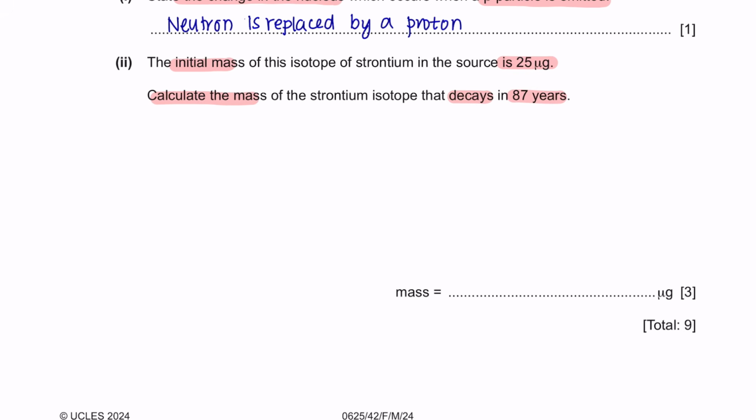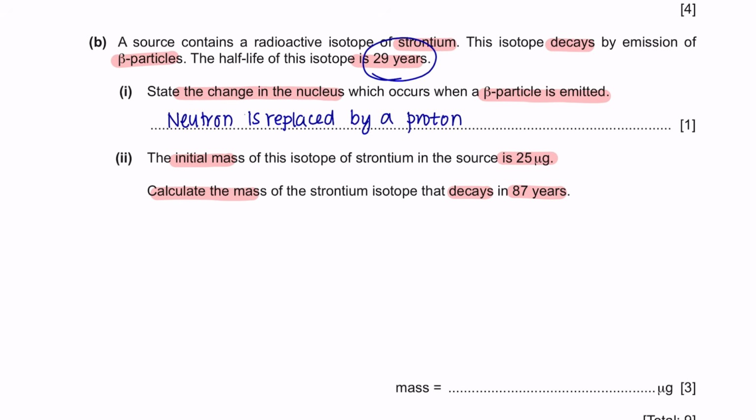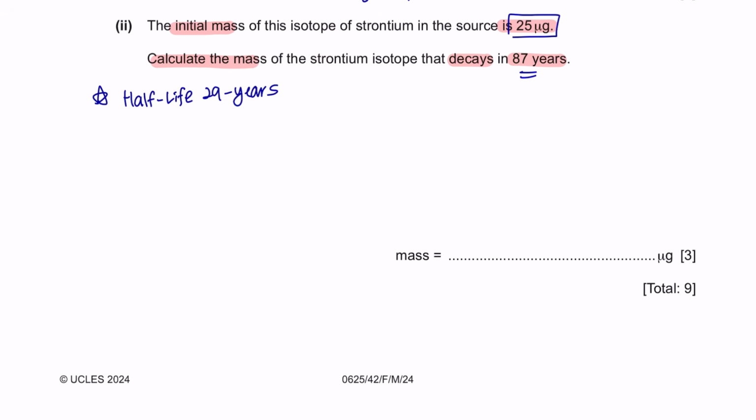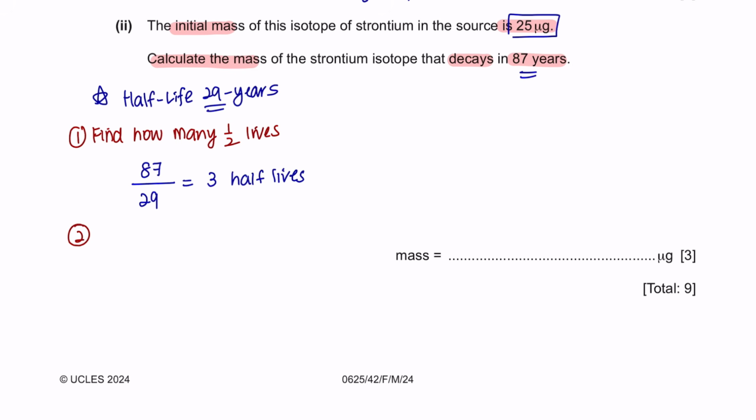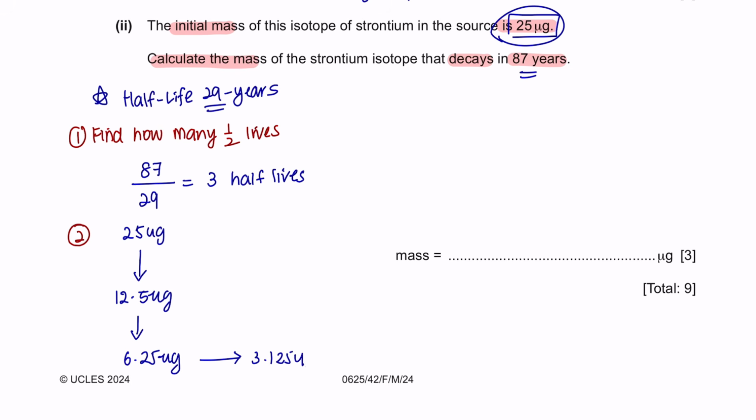Okay, first of all, check if this has any background radiation, and it doesn't. Let's find out how many half-lives the strontium can go through. So the span of 87 years divided by one half-life, which is 27 years, we know that this isotope can go through 3 half-lives. So for the next step, we're going to halve the source 3 times. So 25 microgram going through one half-life will become 12.5 microgram. Going through another half-life, it will be 6.25 microgram, and going through another half-life would be 3.125 microgram. So 1 half-life, 2 half-lives, and 3 half-lives, which take a total of 87 years.